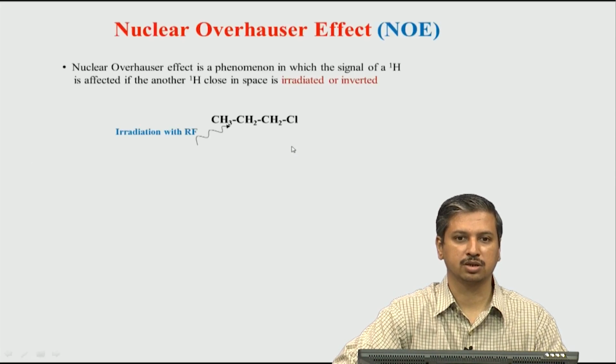Okay. So, let us start from this. How is this experiment carried out? Before that, let us understand this effect a little bit more. As I said, the nuclear Overhauser effect is what we study in NOESY. This effect is basically a phenomenon in which the signal of one hydrogen is affected if another hydrogen or proton is located close in space.